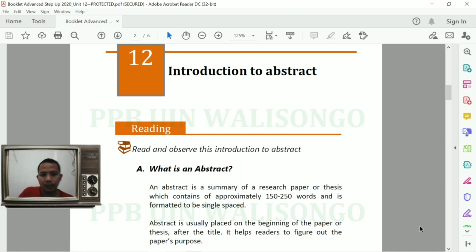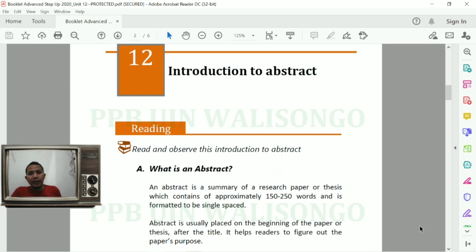An abstract is a summary of a research paper, thesis, or journal article, which contains approximately 150 to 250 words and is formatted with single spacing. An abstract is usually placed at the beginning of the paper or thesis after the title details. It helps a reader to figure out the paper's purpose.